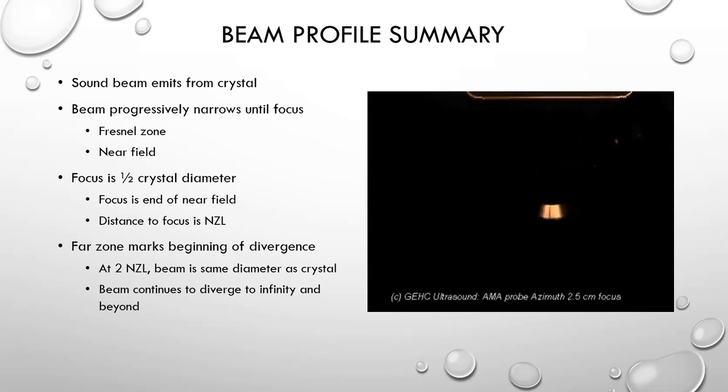When a sound beam emits from a crystal, the beam progressively gets narrower until it reaches the focus. That's known as the Fresnel zone or the near zone. Then it reaches the focus, and the focus is 1/2 the original crystal diameter, and the focus is considered the end of the near zone. The distance to the focus is the near zone length.